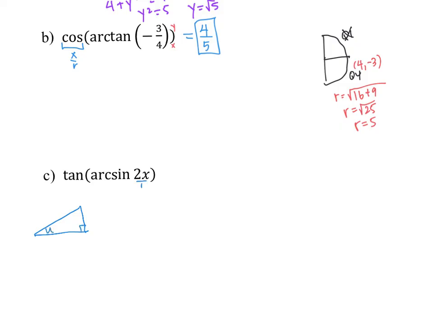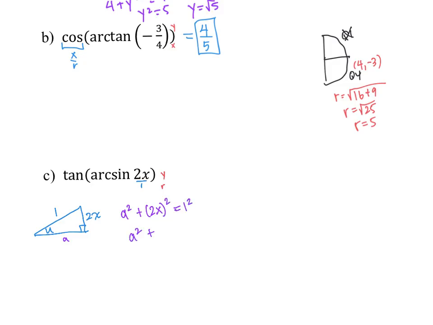This is over 1, so opposite over hypotenuse. If I was doing it with the XYR, I would make my y 2x and I would make my r 1. And that would be how I would get the answer. Since I'm making a little triangle, I'm going to use the Pythagorean theorem. What am I going to label? I'm going to label this a, just because I don't want to confuse it with the x. So Pythagorean theorem: a squared plus 2x squared equals 1 squared.